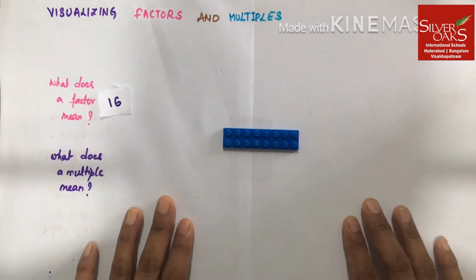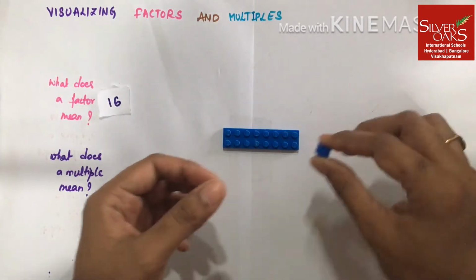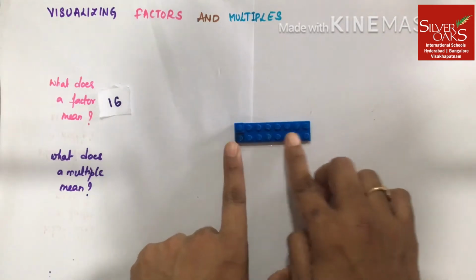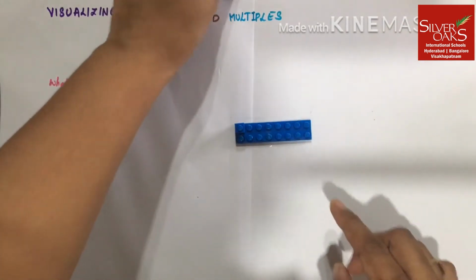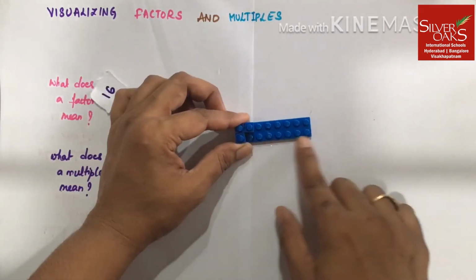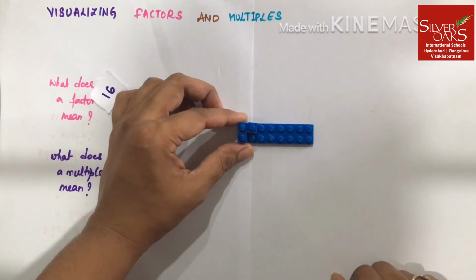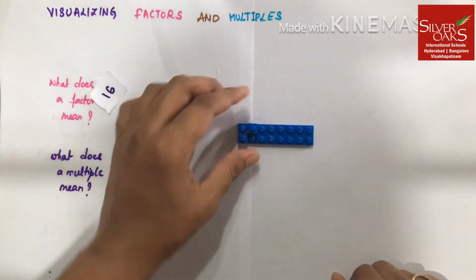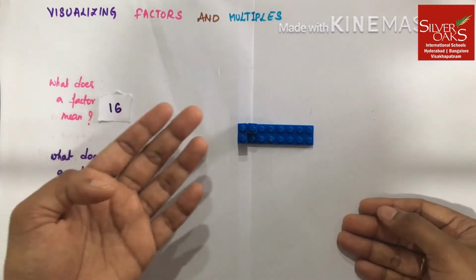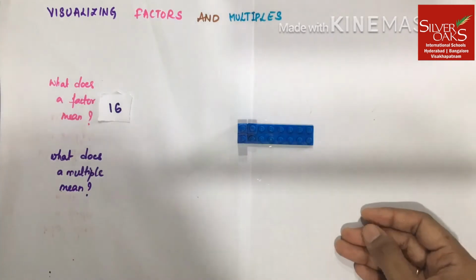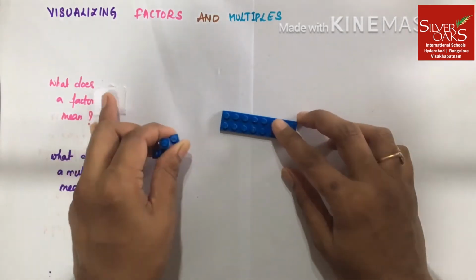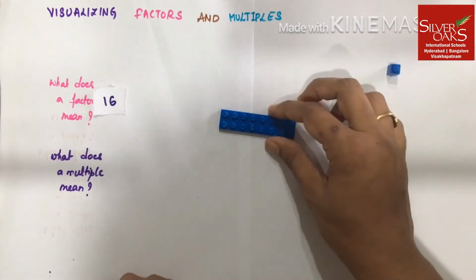So the smallest counting number that we have is a 1. So if I start filling my Lego base with ones like this, I think I can fill up the whole base over here. So for that reason, 1 is a factor of 16, and if you take any other number, 1 always is a factor of it. So we can say that 1 is a factor of all the numbers. So by default, I can think that 1 is always a factor.